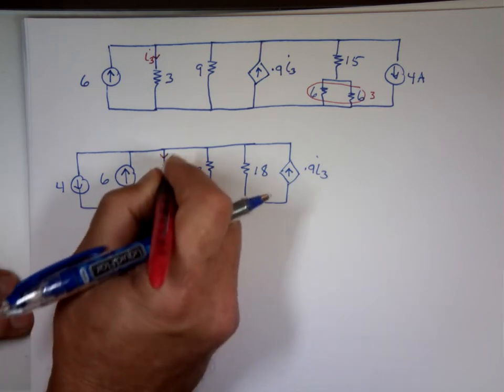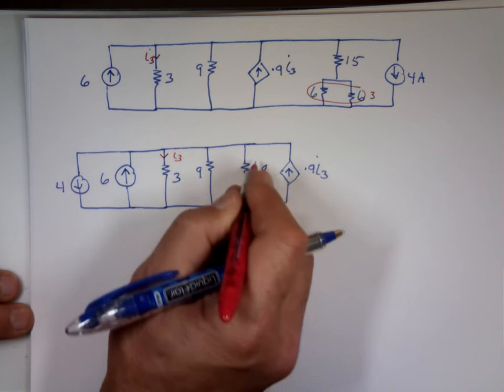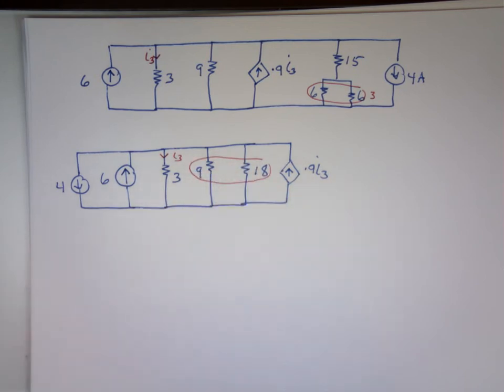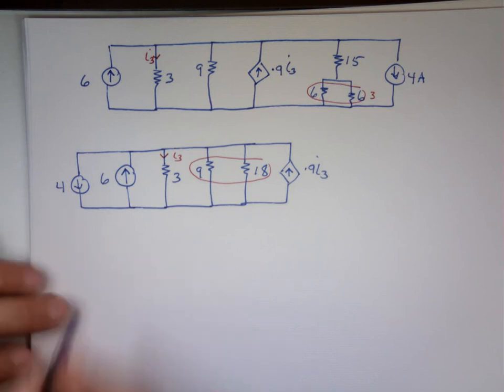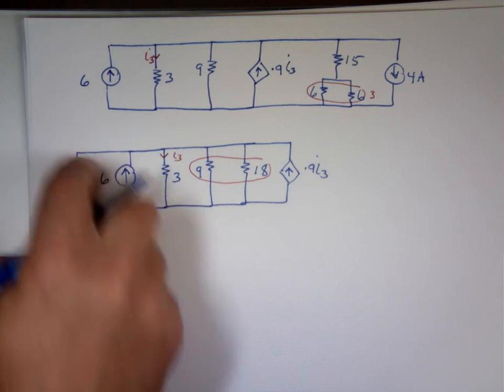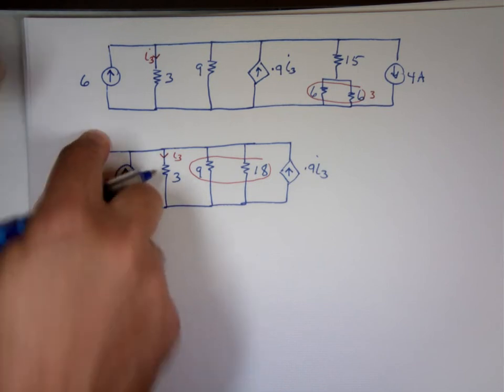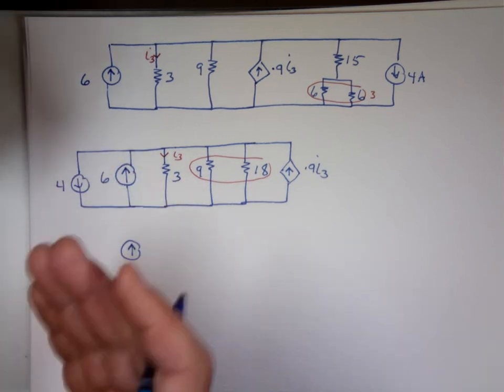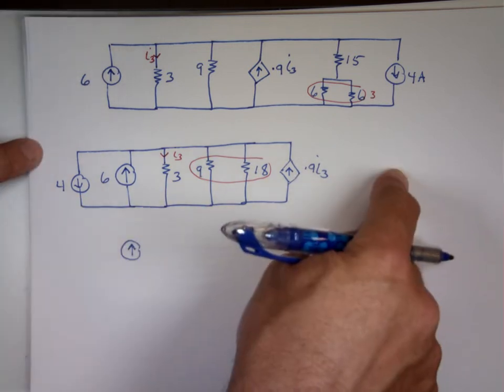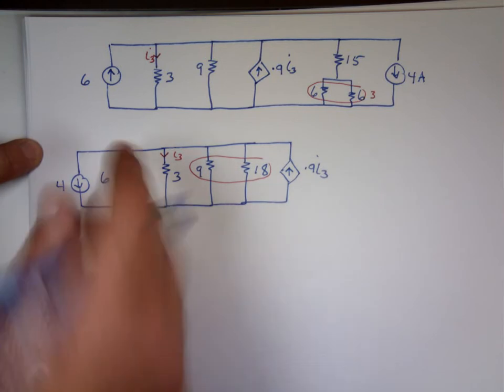Notice these two in parallel. The product over the sum. So if you have a calculator, quick way, 9 times 18 divided by 27. That's a 6. And that would be what? A 2 here, 6 up, 4 down. KCL says add all the current going in equals all the current leaving. Actually, this would be 6 on this side, that would be 4 on that side. What's the net result? 2 amps going up.